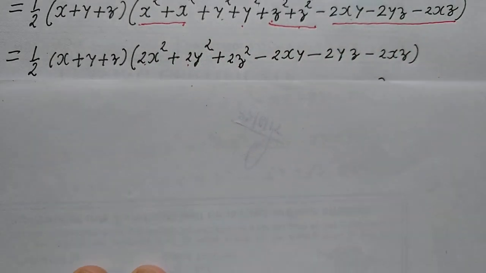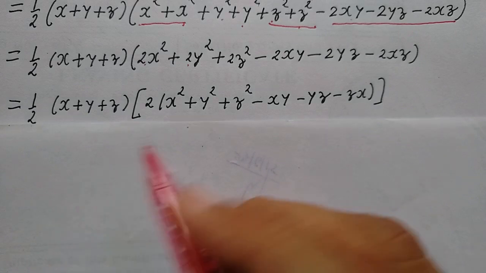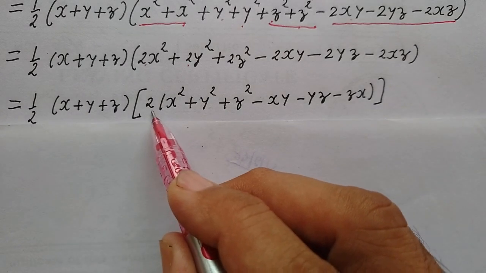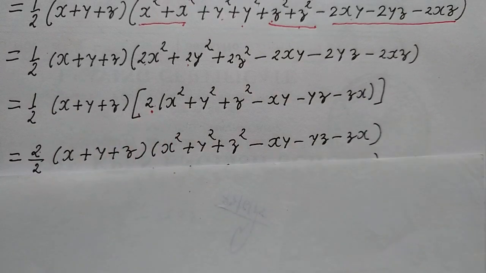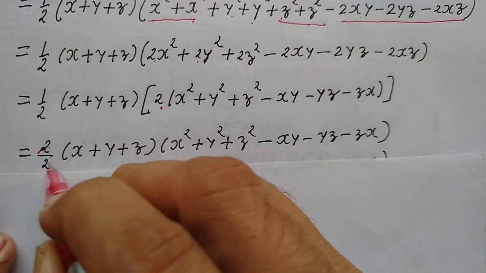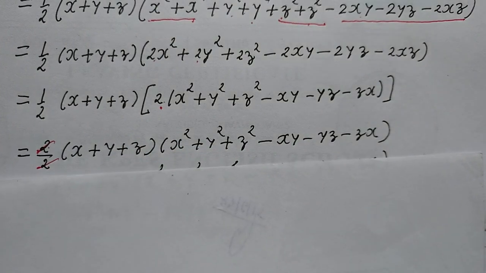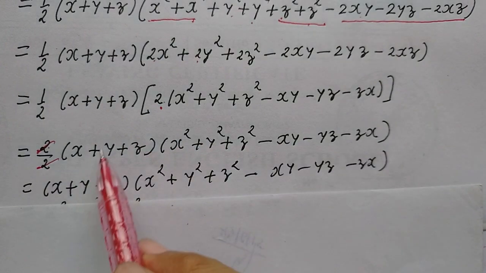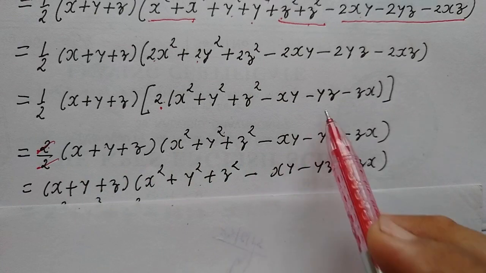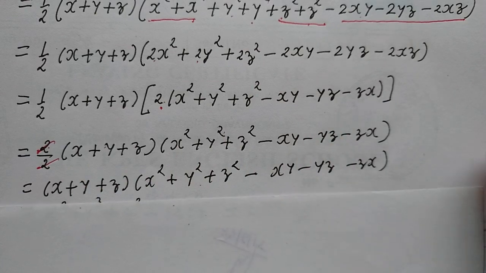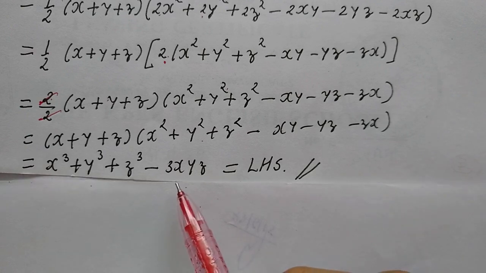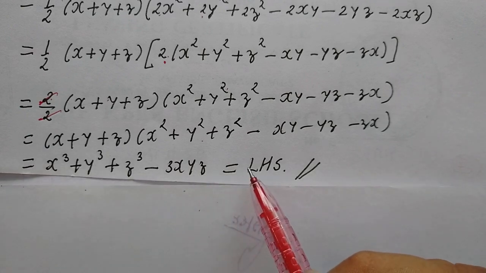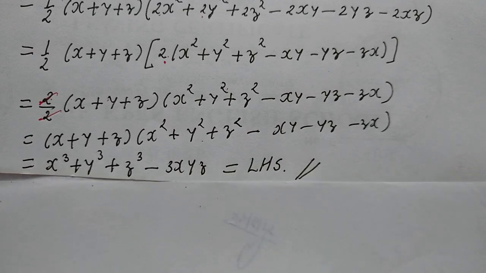Now children, we take 2 common. Okay, 2 written here. Now this 2 written here. Now this 2 and 2 we cancel. Okay, so what is left is this thing as it is, and we know that this is nothing but x cube plus y cube plus z cube minus 3xyz, equal to LHS.